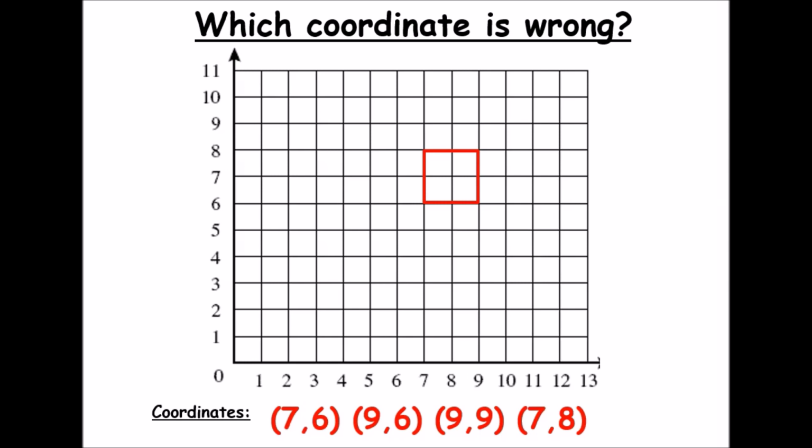If we look at 7, 8, we can know that we go here for 7 and we go up for 8. That was actually a coordinate of one of the vertices. Okay, one more of those, off we go.